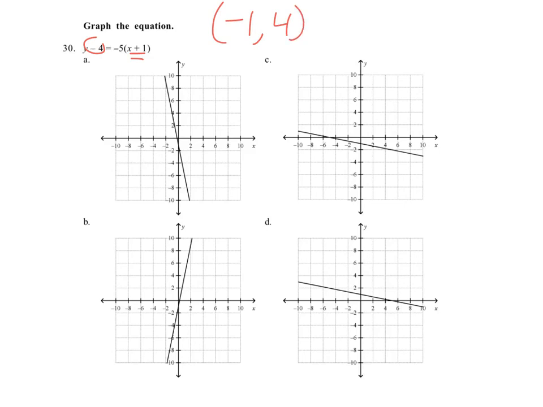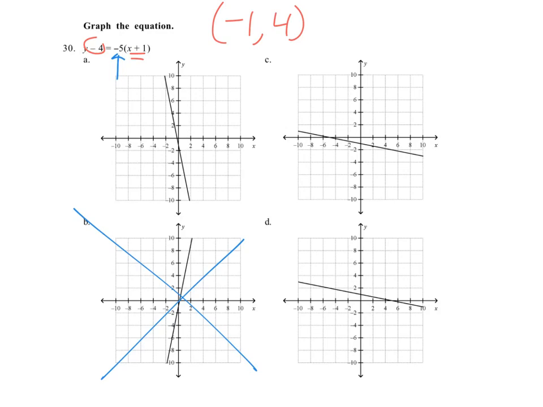So before we even look at the slope, which by the way is -5, and there's a lot of things we could do with that, such as, for example, eliminate B because it doesn't have a negative slope. Let's see which ones go through the point -1, 4.